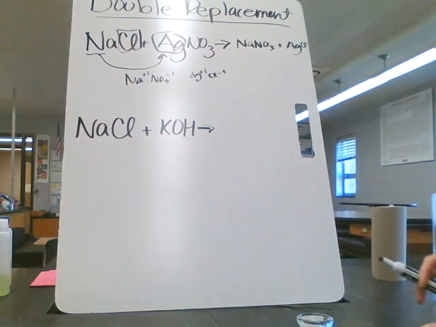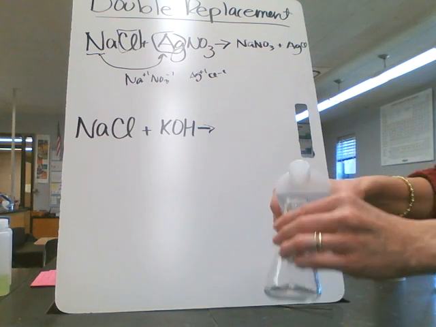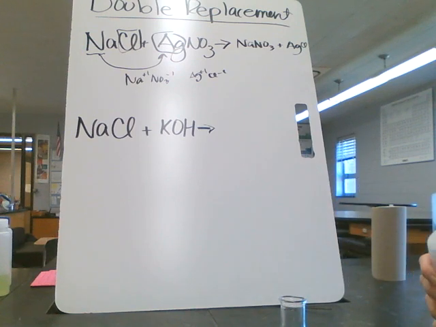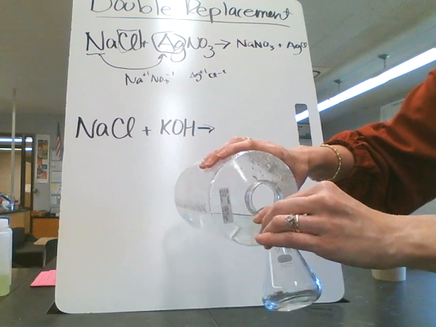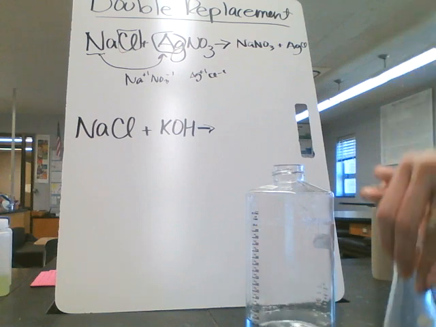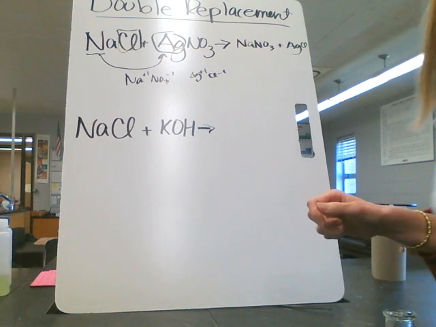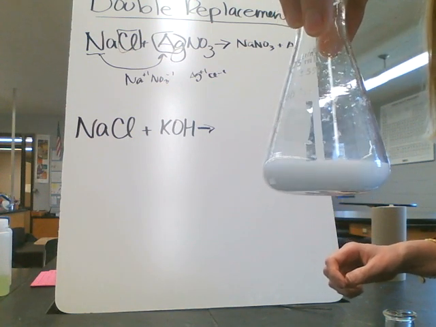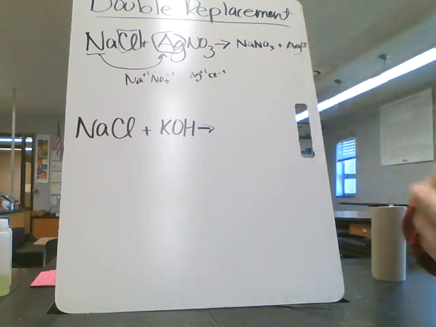Second one I'm going to do is salt water again. And a little bit of potassium hydroxide, which is a base. And in this case, you don't see anything happen. Okay, so what that's showing you is sometimes in a double replacement reaction, you'll get a precipitate form like this one did, okay, with a solid. Sometimes you'll get no change at all that you can see, but there was a reaction.